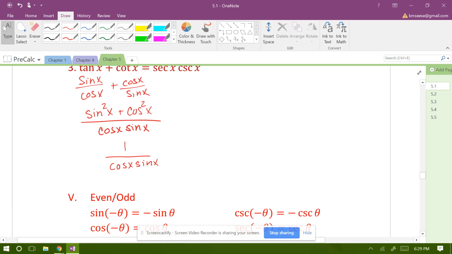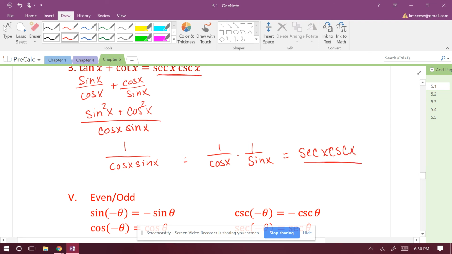which I can break apart because it's in terms of multiplication. So that's 1 over cosine of x times 1 over sine of x. And I'm only allowed to do this because it's just multiplication in my denominator. 1 over cosine is secant of x. 1 over sine is cosecant of x, which is what I was trying to prove.